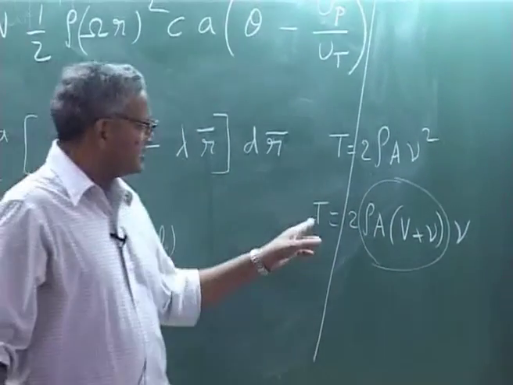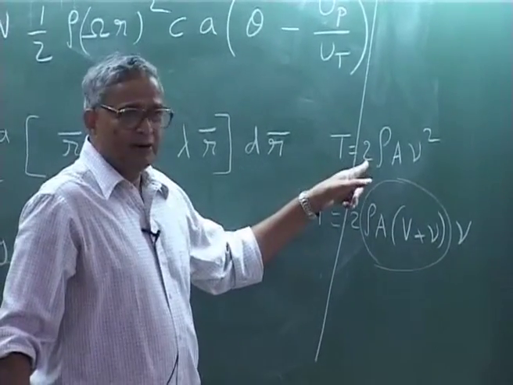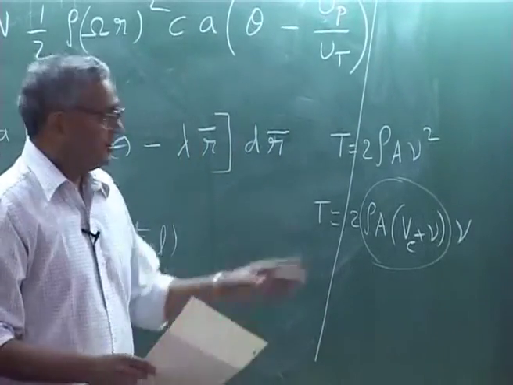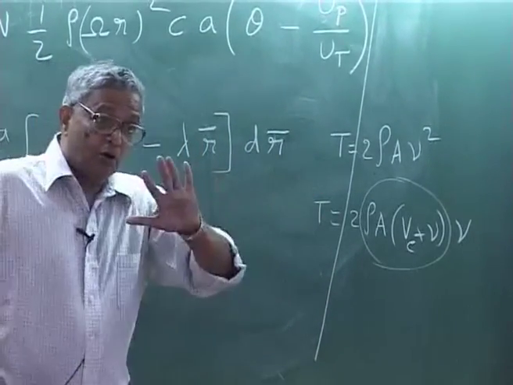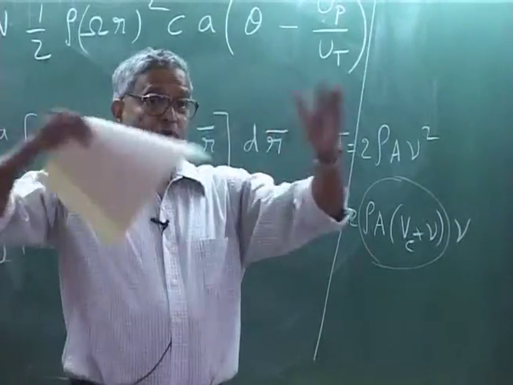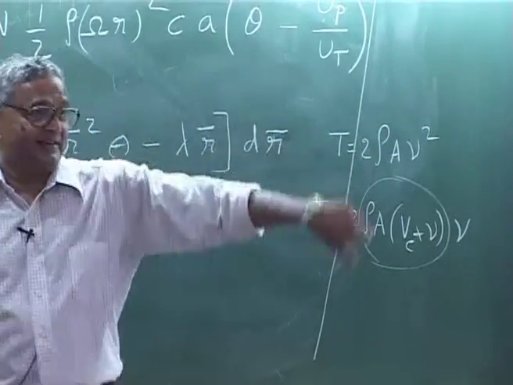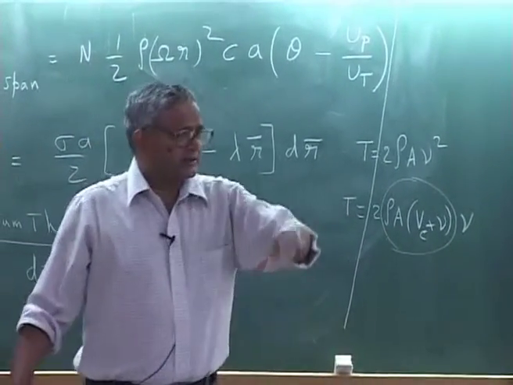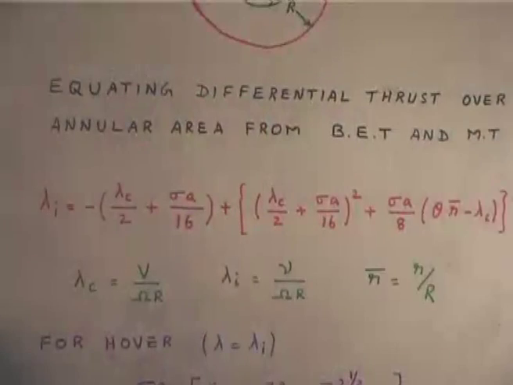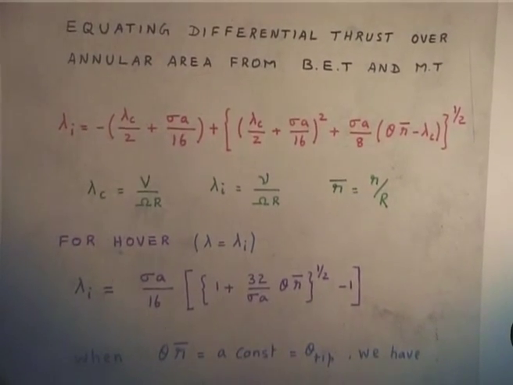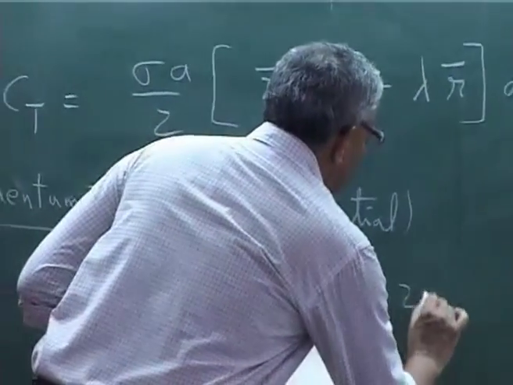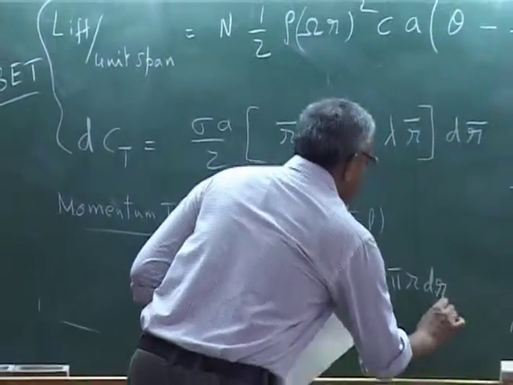This expression is for hover, and this one is for climb. Hover and climb. You may call it global momentum theory. Global means I take the entire area of the entire disk. Now I say, I am not going to take the entire area, I take only the annular area. So I will write 2 rho times V climb plus nu, times nu. What is my area? 2 pi r dr.